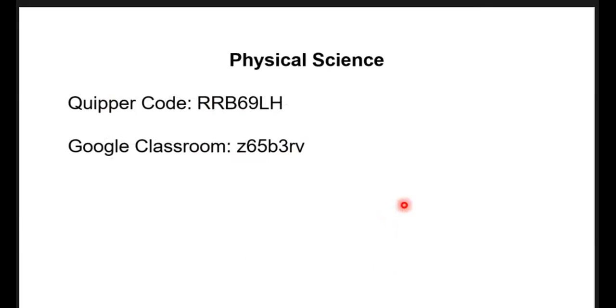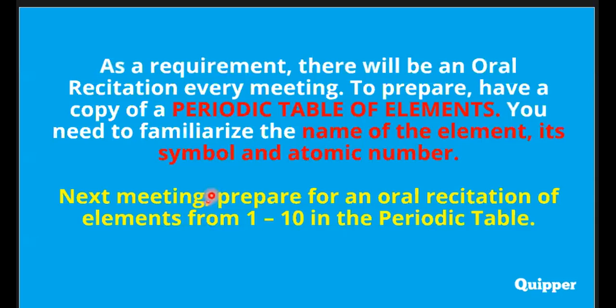Also, since physical science is more of chemistry and physics that involves the elements in the periodic table, as a requirement for this subject there will be an oral recitation every meeting. Since you are just a small number of students in this class, we could insert that activity before the discussion, so there will be an oral recitation every meeting before we proceed with the new lesson to be tackled for the day.